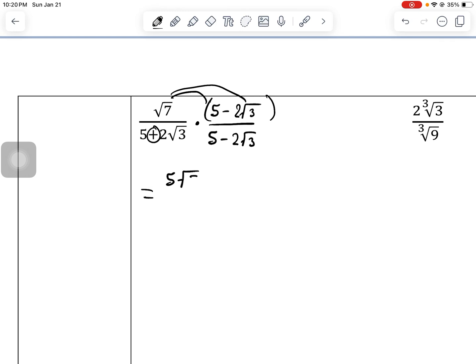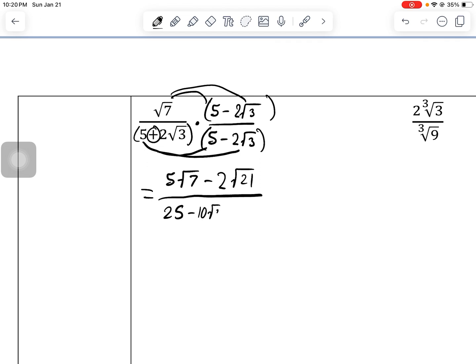So our numerator becomes 5 times the square root of 7. And then I'm going to take 7 times 3 in that next term. So that becomes 2 times the square root of 21. Over, that's our numerator, nothing's going to reduce there. The denominator, we are going to FOIL, because this is like having two sets of parentheses. So 5 times 5 would be 25. 5 times negative 2 square roots of 3 is negative 10 square root of 3. 2 square root of 3 times positive 5 is positive 10 square root of 3. And then 2 times negative 2 square root of 3.